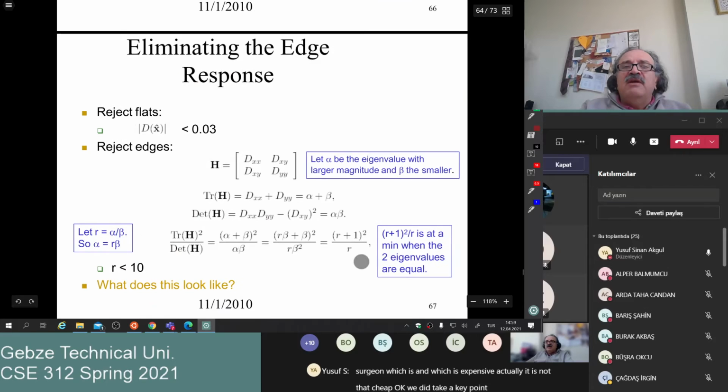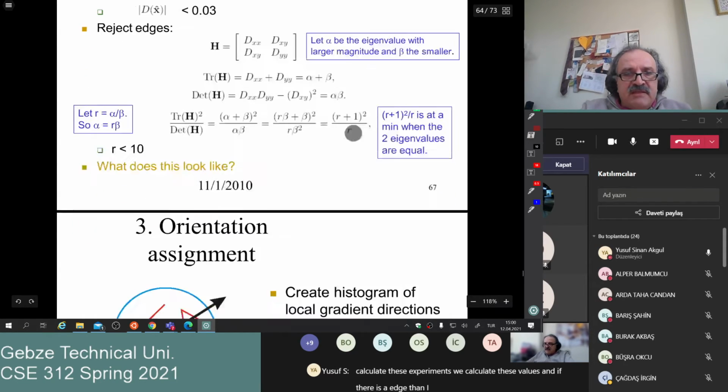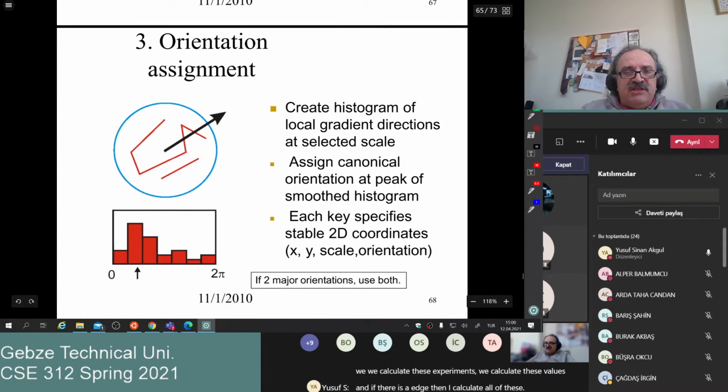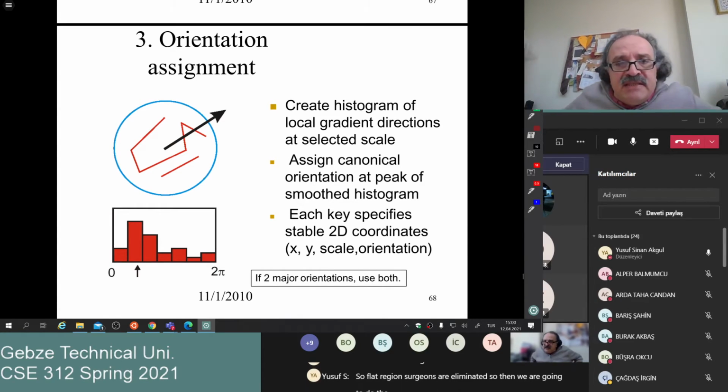Of course, we are not doing this in a blind way, as I said before. We calculate these values, and if there is an edge, then I calculate all of these. So flat regions and edge regions are eliminated. Then we are going to do the orientation assignment.